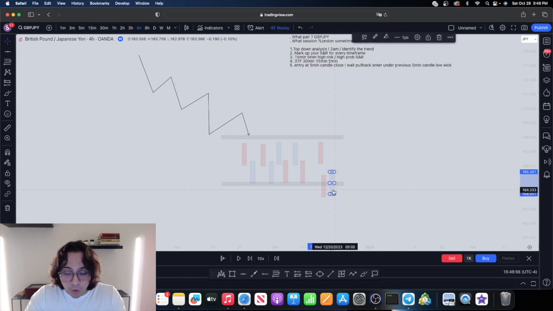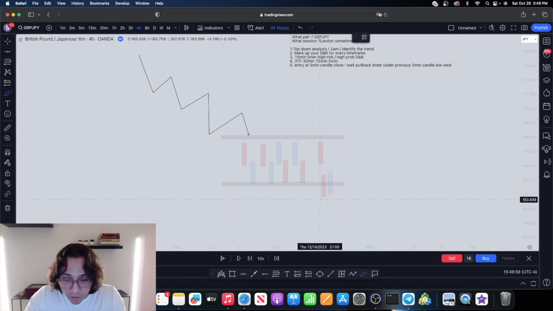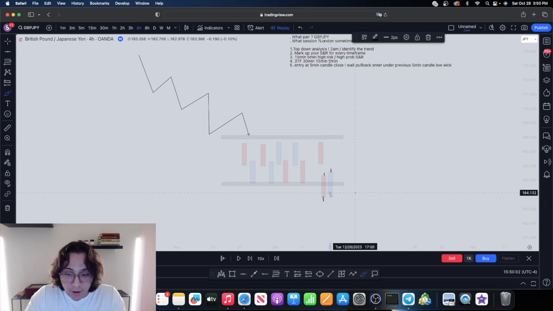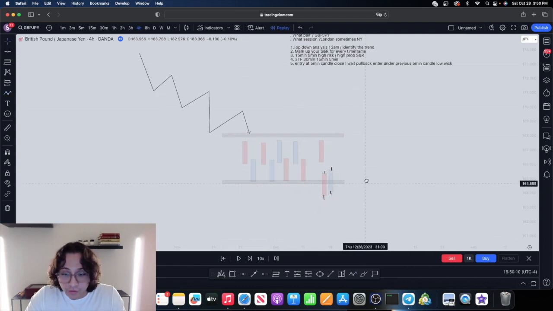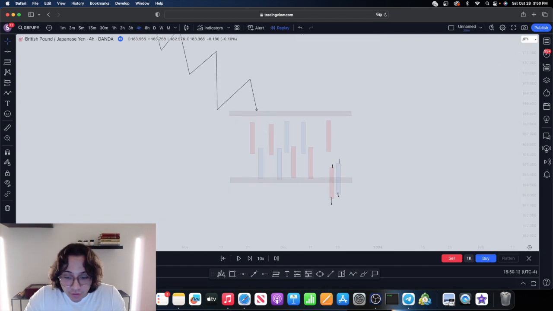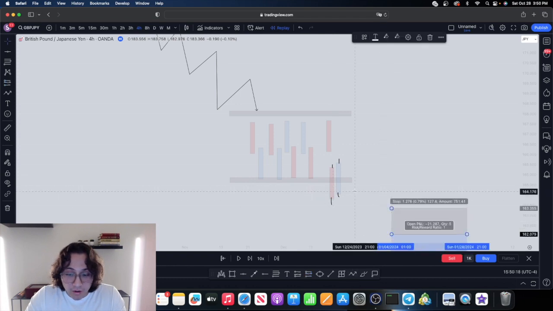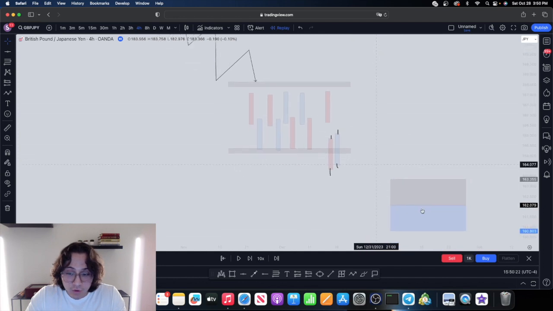So once we get the pullback, there's something that you guys need to pay very close attention to, which is the wick. So let's write the wicks over here. All right. So once we do get the 5-minute candle closing under this area of support and we do get a 5-minute candle to pull back, right, where are we going to enter this trade? We're going to enter this trade under this low wick over here, under this previous 5-minute candle wick over here. We're not going to enter off this candle over here. We're going to enter off this other previous candle wick over here, which is most likely like this.